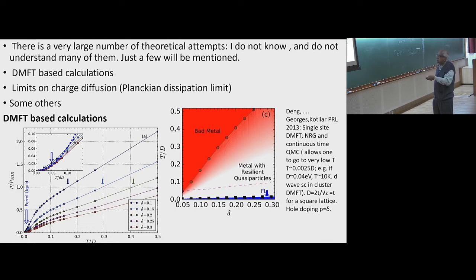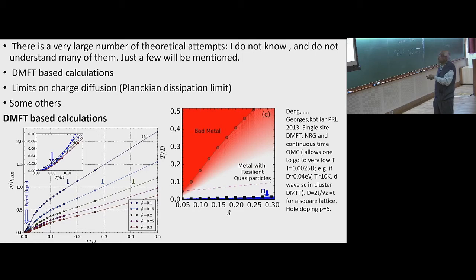So they summarize these findings in a plot which shows the Fermi liquid regime for different values of hole doping as a function of temperature in units of the hopping amplitude. So this is the Fermi liquid regime. Then there is a regime in which the resistivity is definitely linear in temperature. There don't seem to be any well-defined quasi-particles, also seen from the spectral density of the electron. And there is a fairly large crossover regime between one and the other.